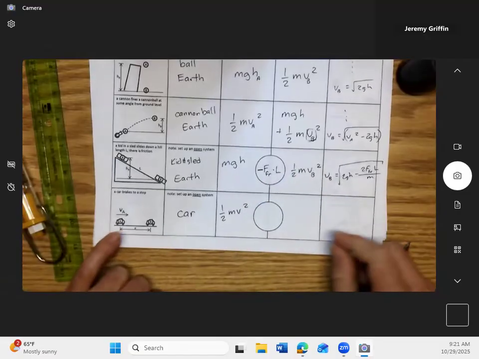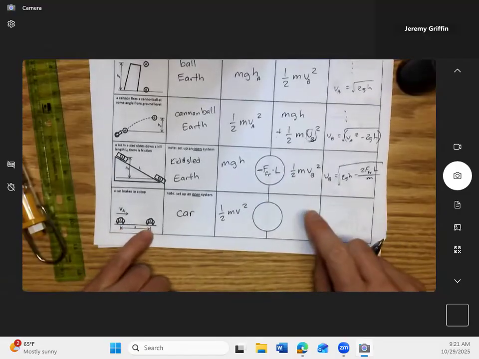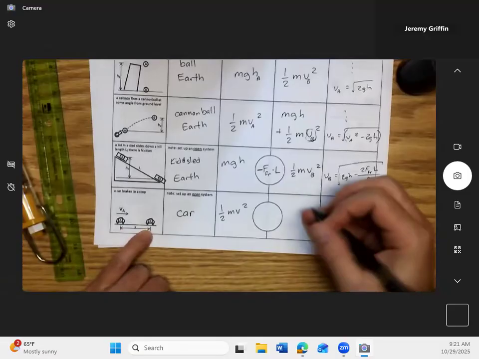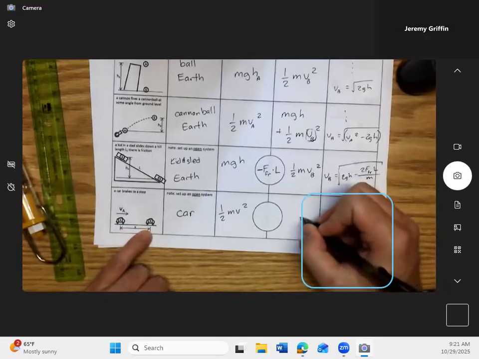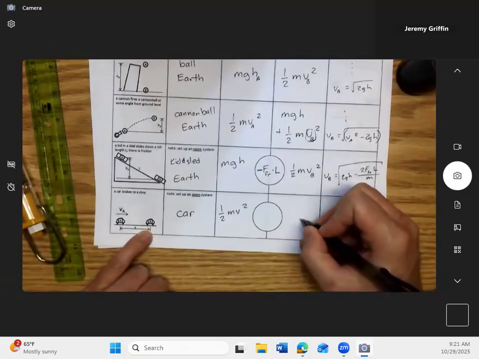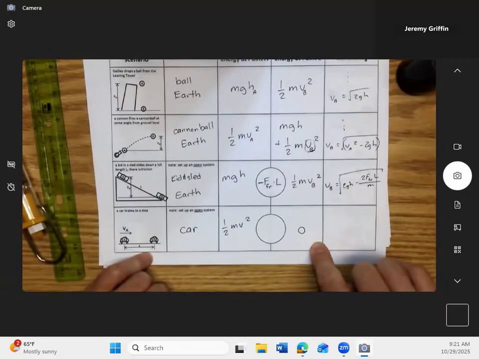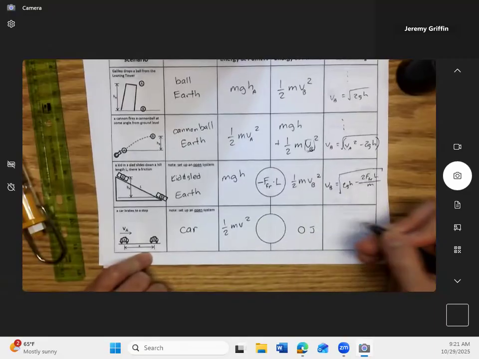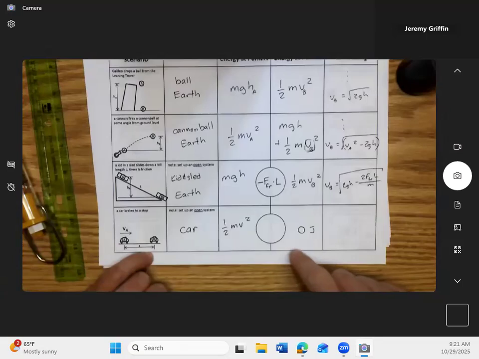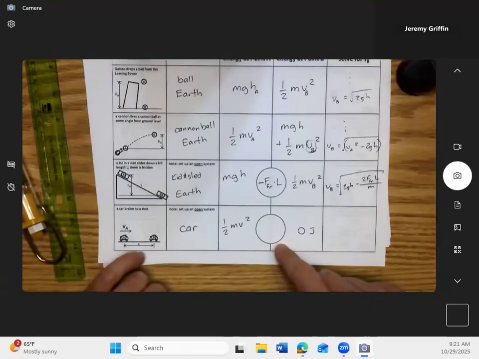When the car gets to point B and it's at a stop, what kind of mechanical energy? It has no speed. It has no kinetic. I don't see it going up any hills. It doesn't have any potential. It's nothing. Zero joules. Wait a minute. Where'd all the energy go? Friction with the road. Friction between the tires and the road.